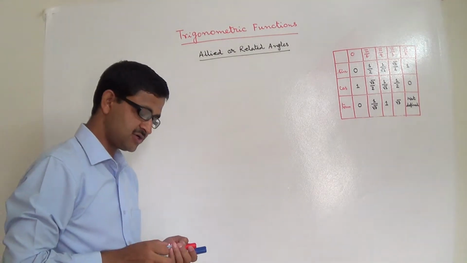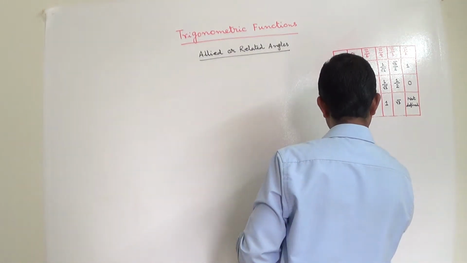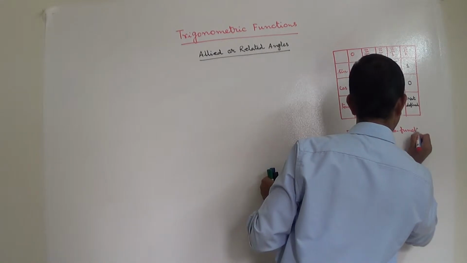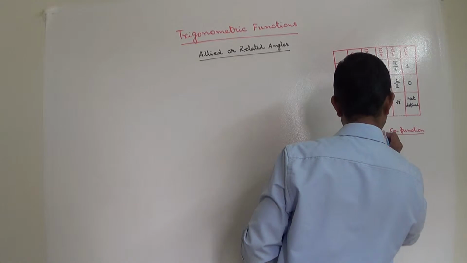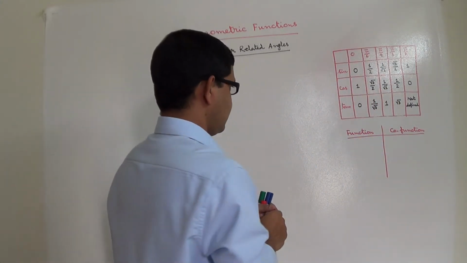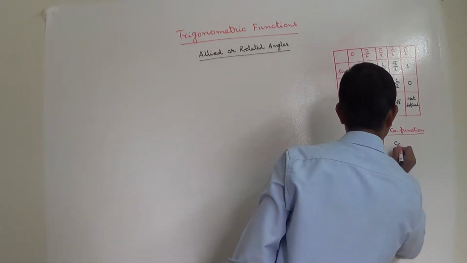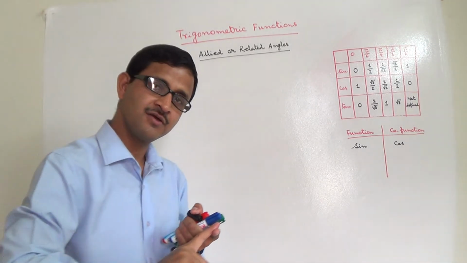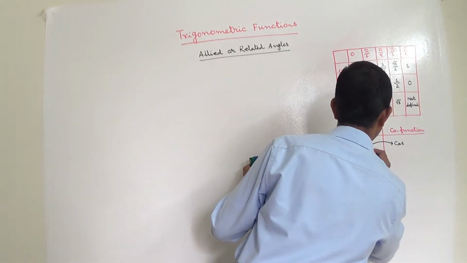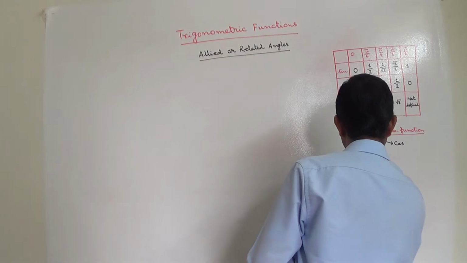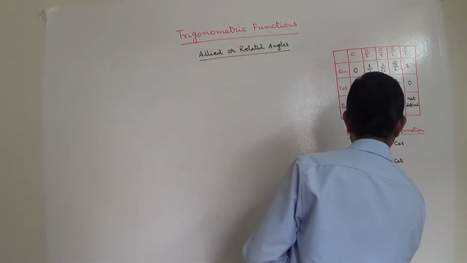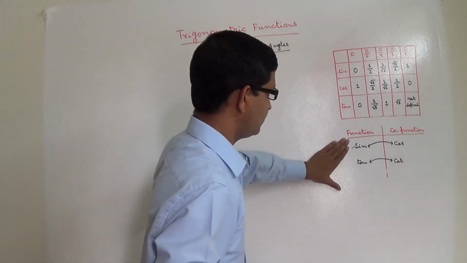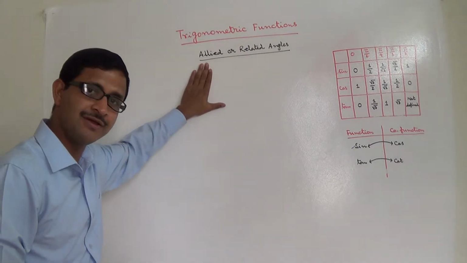And the second thing is the discussion about co-functions. So what are the co-functions? Let's see. Sine and cos are co-functions of each other. That means cos is the co-function of sine and sine is the co-function of cos. Similarly, tan and cot are co-functions of each other. That means cot is the co-function of tan and tan is the co-function of cot. Now, with these two prior pieces of knowledge, we can start discussing allied or related angles.